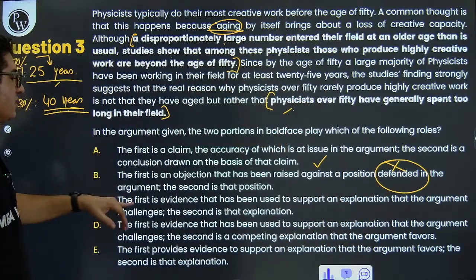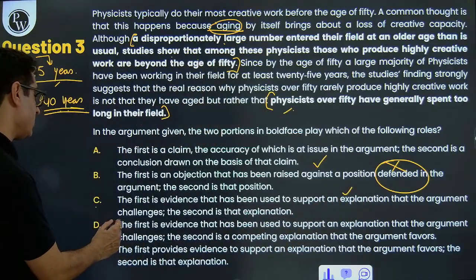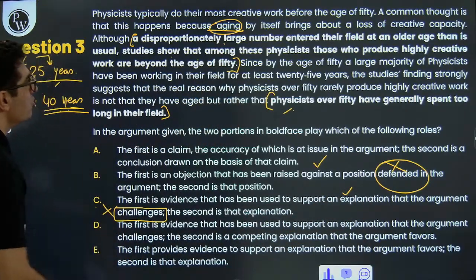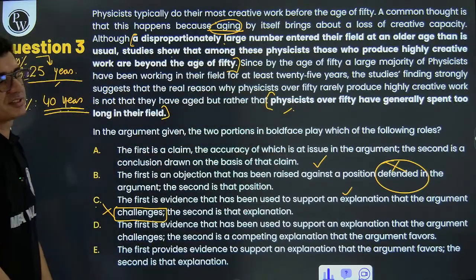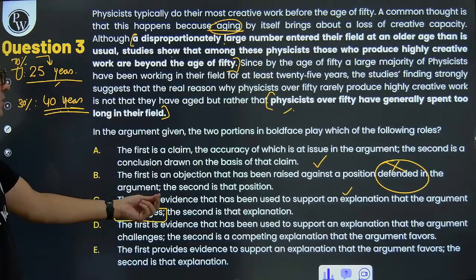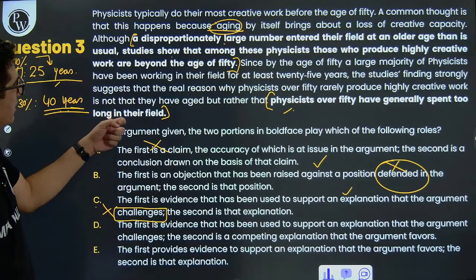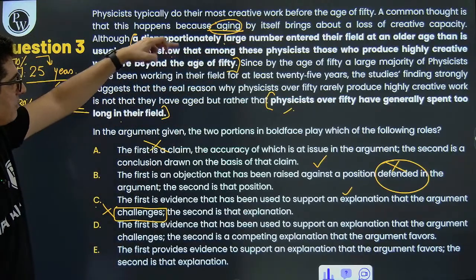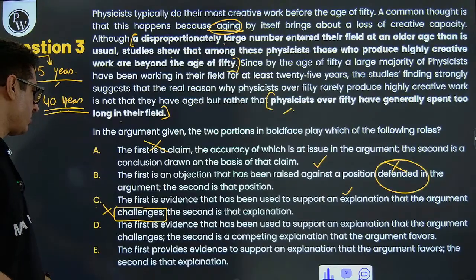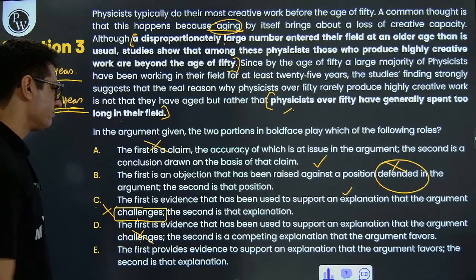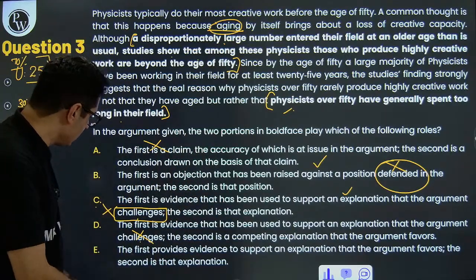Then let's look at C. The first is evidence that has been used to support an explanation that the argument challenges. No, it is used to support an explanation that the argument favors. देख रहे हो कैसे एक एक वर्ड से गड़बड़ हो रही है. The first is a claim. नहीं, ये एविडेंस था यार. क्लेम तो ये है, ये क्लेम नहीं है. D, the first is evidence that has been used to support an explanation that the argument challenges. ये same problem. तो यही rule out हो गया. So that is how we can go ahead and arrive at option E.